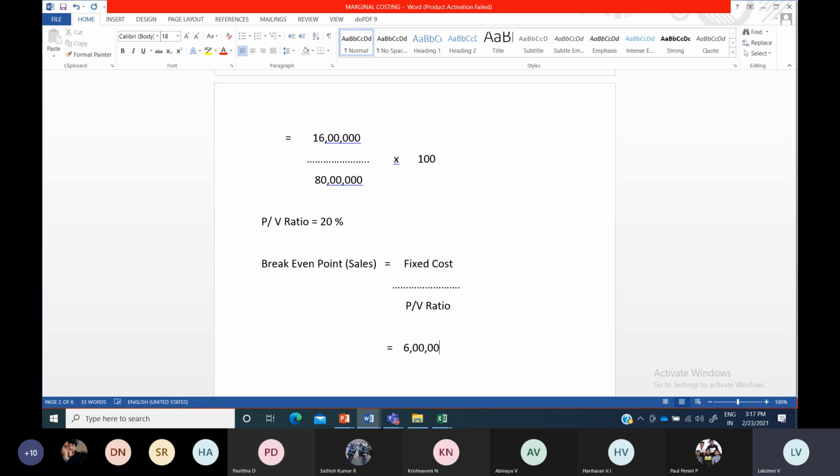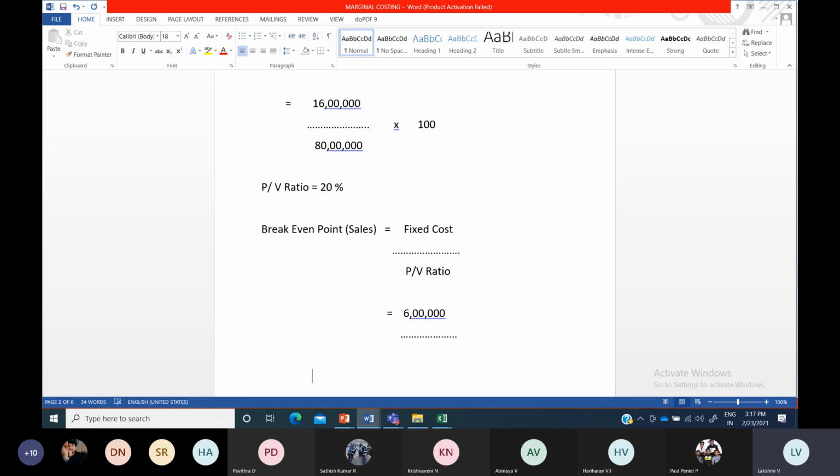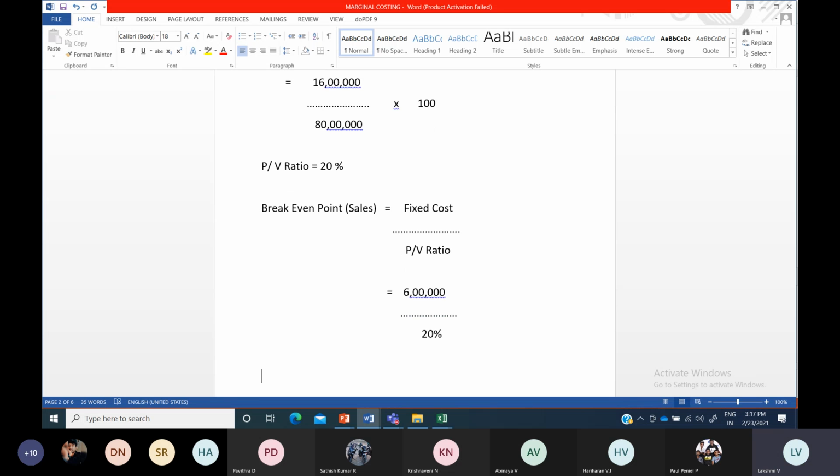6 lakh divided by 20%. Just find out how much you are getting. That will be your break-even point in sales. Just find out in rupees that one.